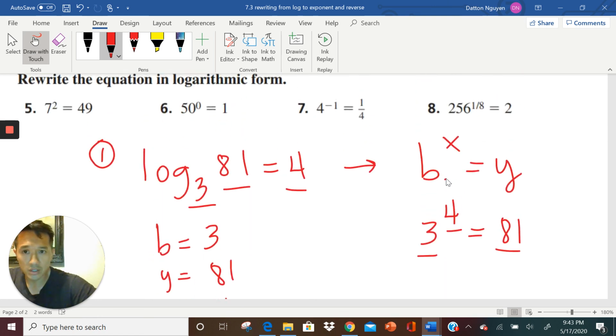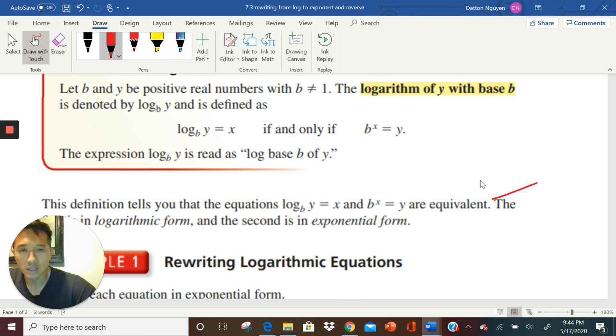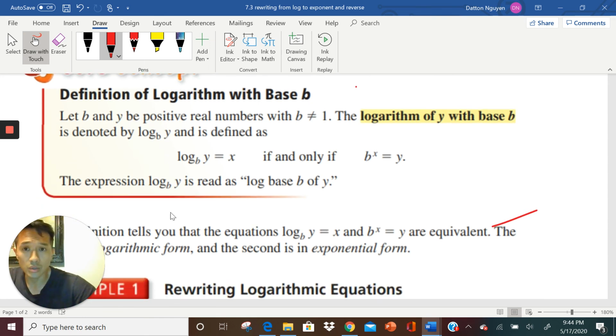Again, this is going back to the definition of logarithms with base b. It's all written for you right here. Hopefully that helps you guys out.